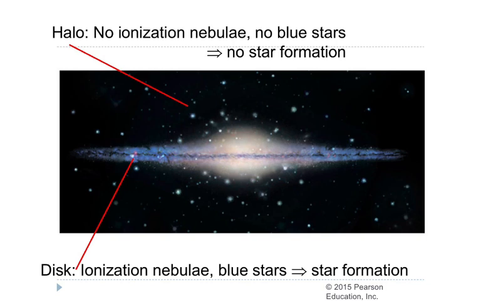So in the spiral, we have ongoing star formation. In the halo up here, where there are these globular clusters, those are more yellow-reddish in color, which indicates older stars, so no star formation is happening there.